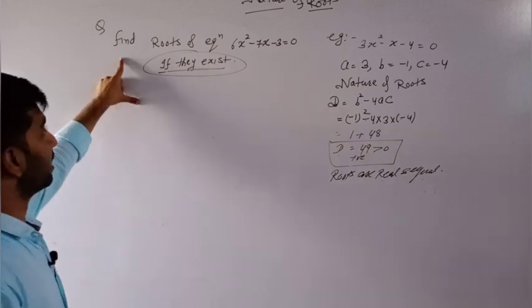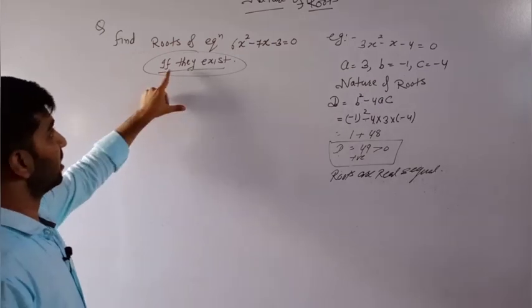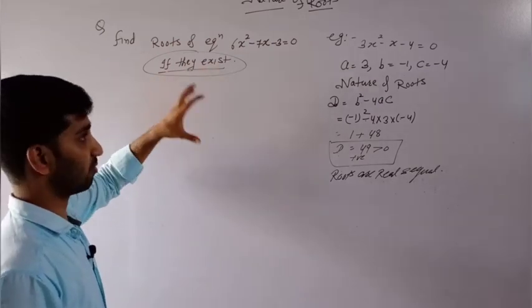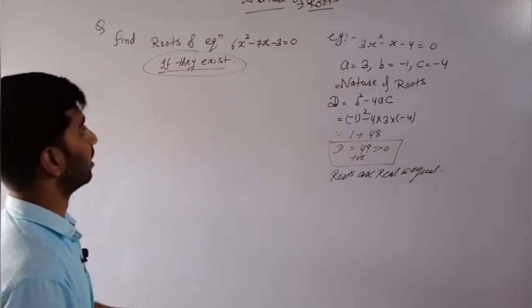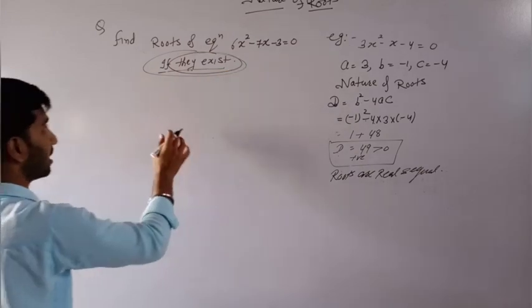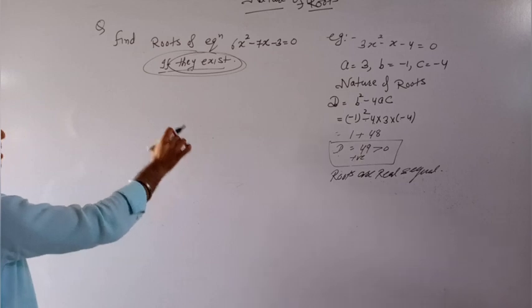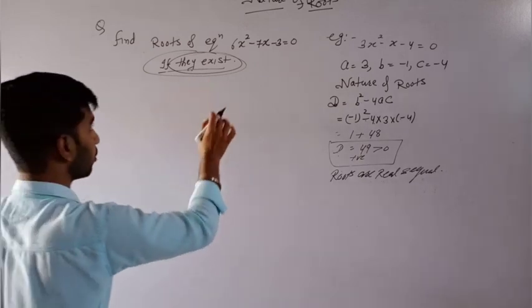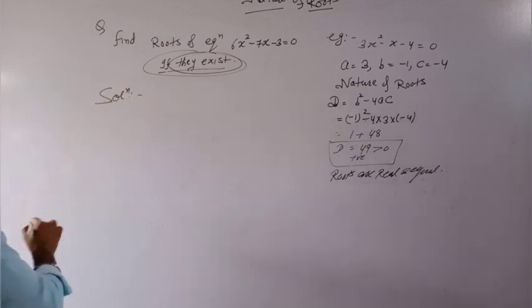मतलब गिवन है कि हमें इस इक्वेशन के रूट्स फाइंड करने हैं, बट तब इफ़ दे एग्जिस्ट, एग्जिस्ट मतलब अस्तित्व में है, एग्जिस्ट करते हैं या नहीं, यदि एग्जिस्ट हैं तब फाइंड करने हैं. तो फर्स्ट ऑफ ऑल वी हैव टू फाइंड दैट रूट्स आर एग्जिस्ट और नॉट एग्जिस्ट. If we want to find whether roots exist or not, it means that we have to find the nature of roots. So first of all we have to find the nature of roots.